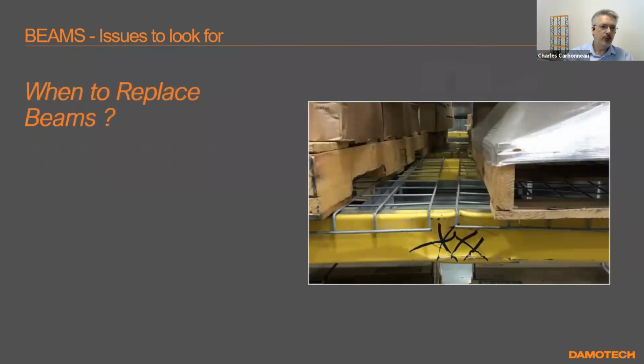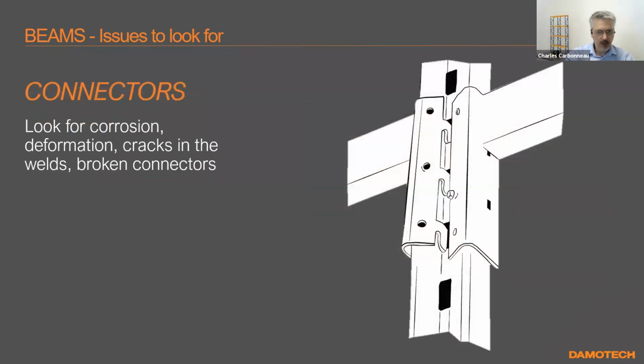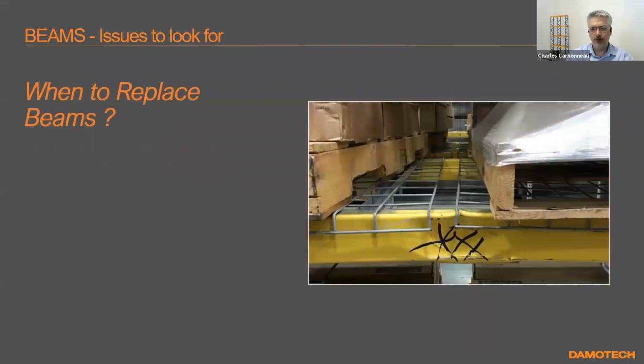Cracks in the welds. If we have cracks in the welds, again, a little black line that appears in the weld, you might want to replace this. And of course, the connector, the teeth that come into the holes of the column, if one of them is deformed, just change the beam. It's very hard to repair beams. We don't recommend it.